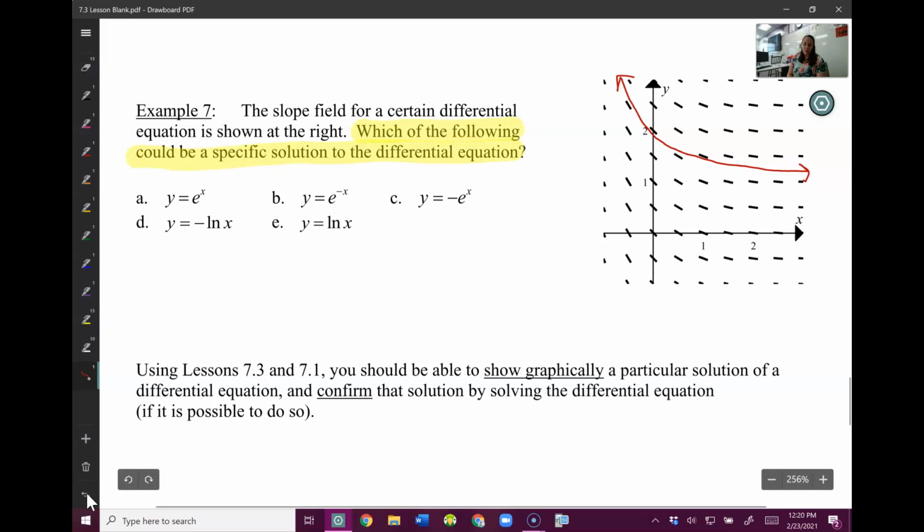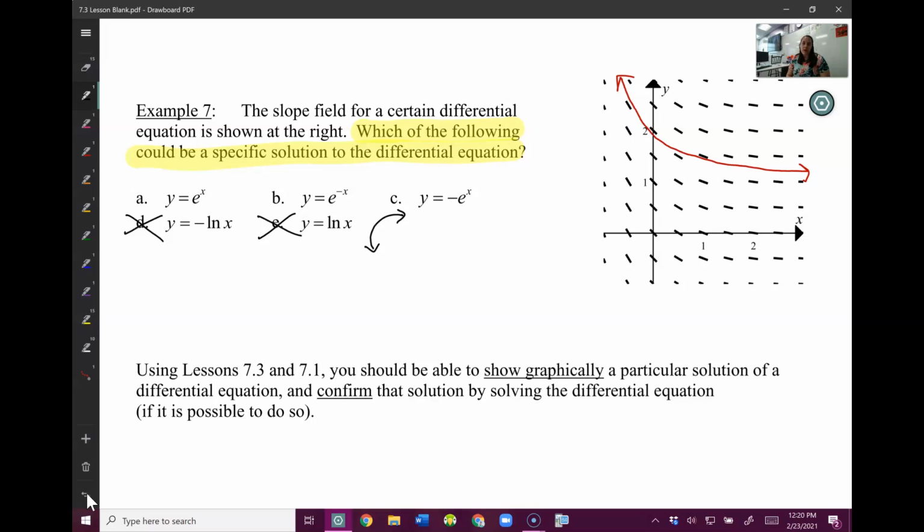If I want a shape that looks like that, that's not a parabola, so it's not x squared. It's definitely not a v, so it's not absolute value. Ln of x, right here, looks like this. So it's not ln of x. So it's going to be e to the x, e to the negative x, or negative e to the x.